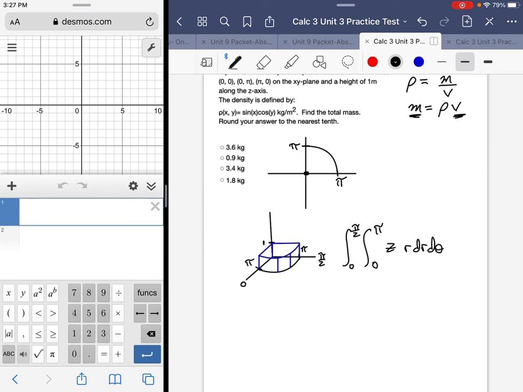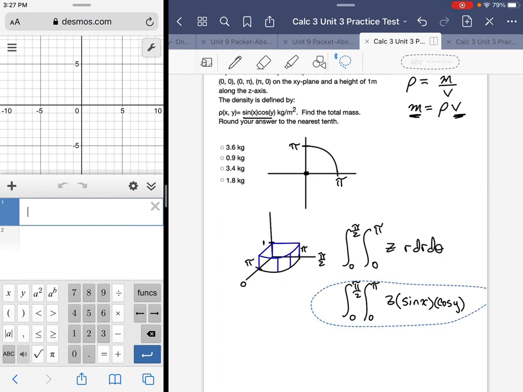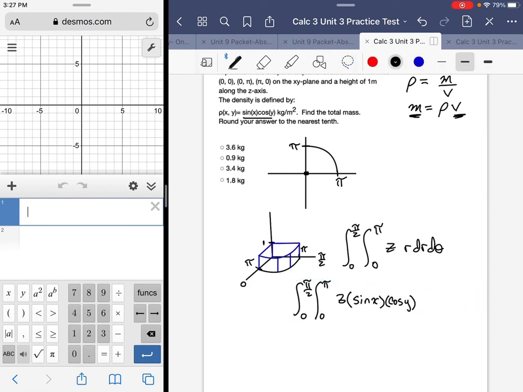But what we're going to do now is incorporate the density model. So we're going to take this and multiply it by the rho value. I'm not going to use rho, I'm just going to write in the sine of x cosine of y, just because if I get the rho in there, I'm worried that people are going to think spherical coordinates when you're reviewing your notes. Kilograms per meter squared, and then multiplied by r dr d theta.